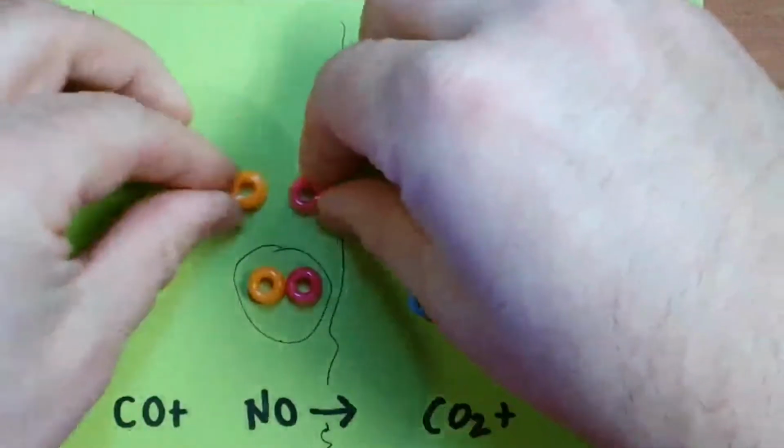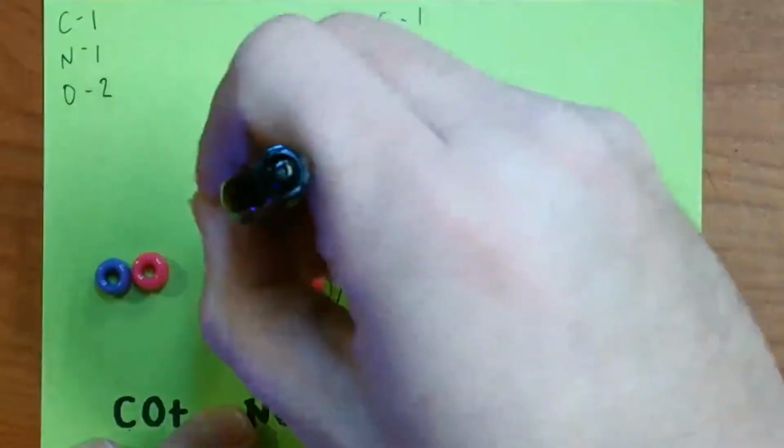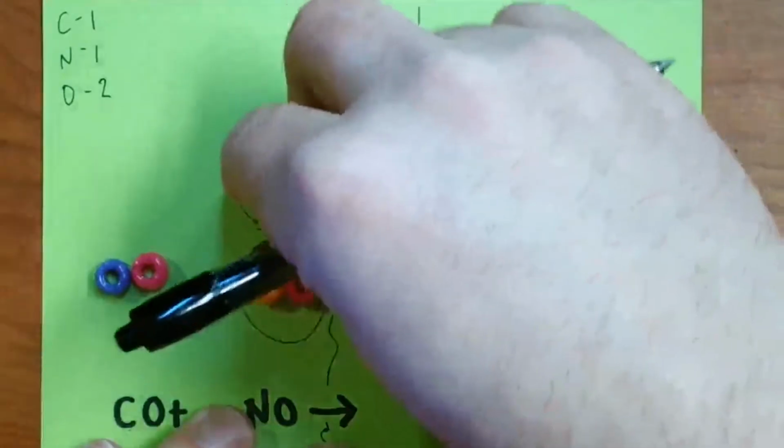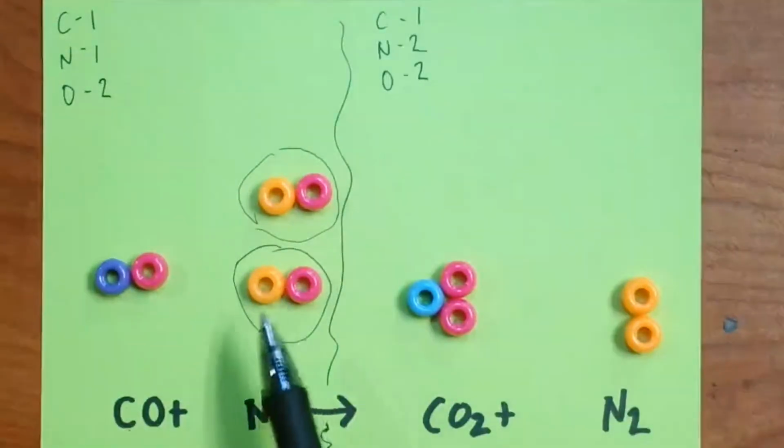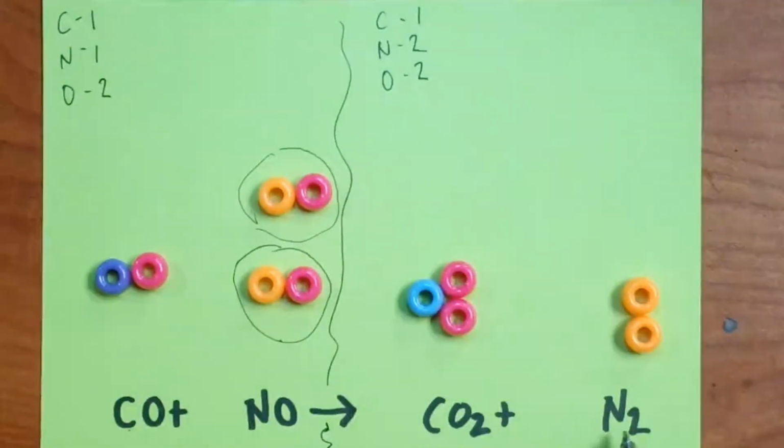I'm gonna add another one. Why not? We'll just try it out for fun. We'll see how Mr. Ord's brain works. So now I've got 2 nitrogen on that side. I've got 2 nitrogen on that side. That's pretty cool.